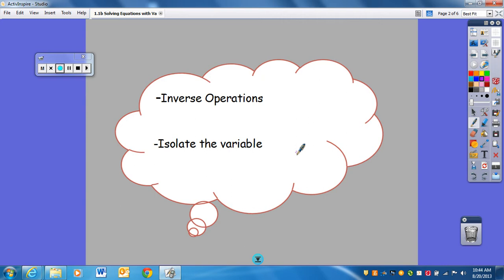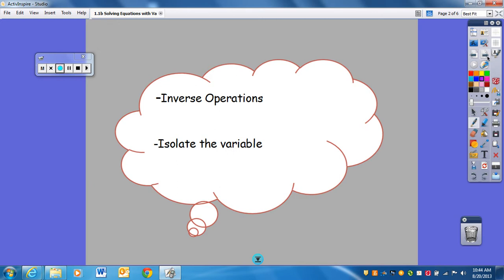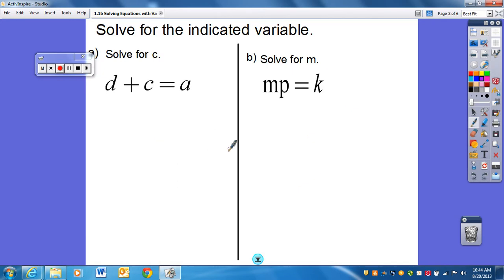Again, when we're solving these, we want to use inverse operations, opposite operations, to get the variable that we want by itself. In other words, to isolate the variable. Let's take a look at the first one.